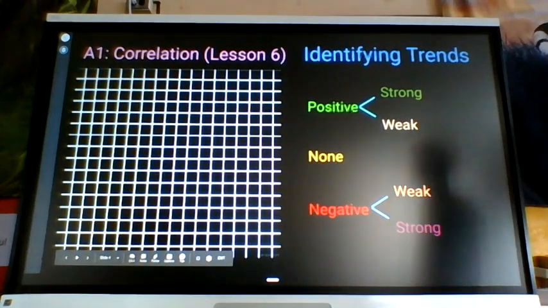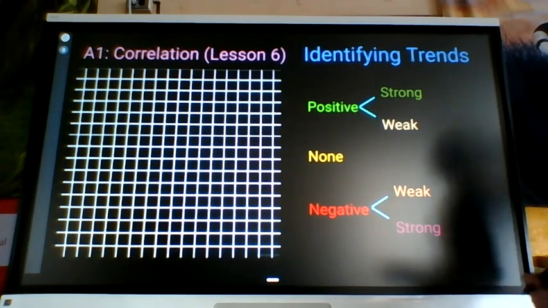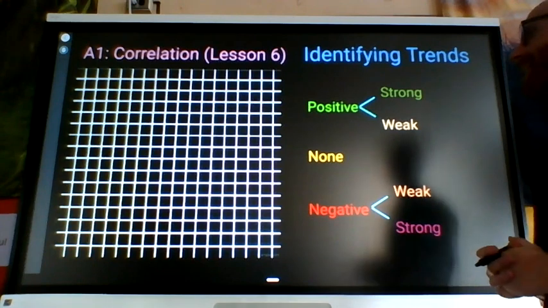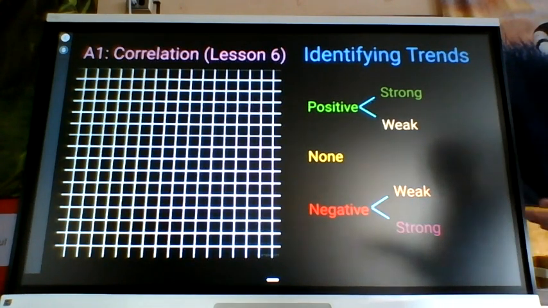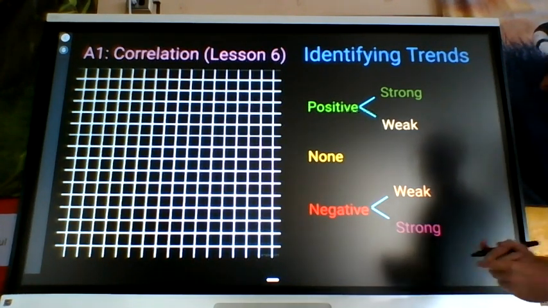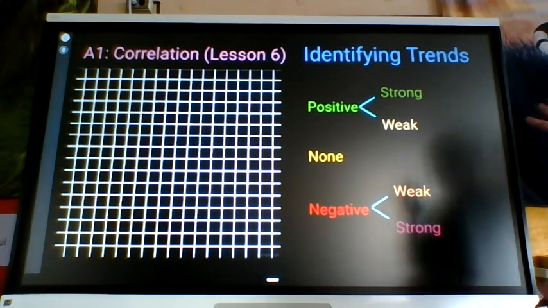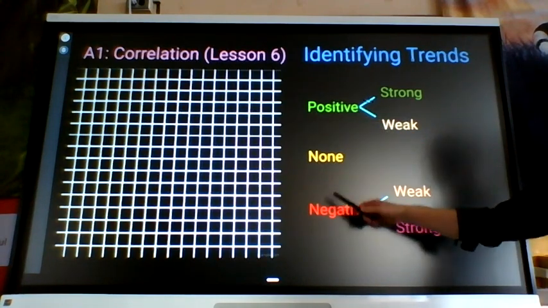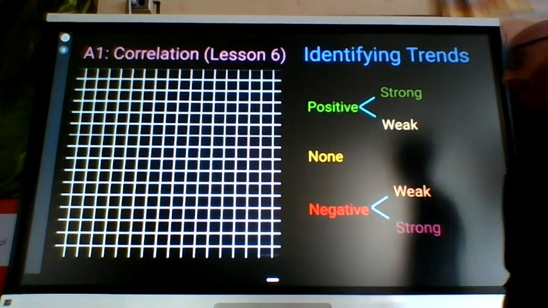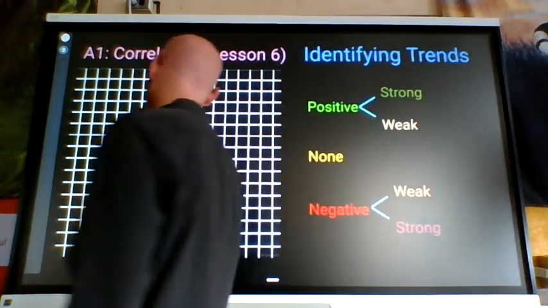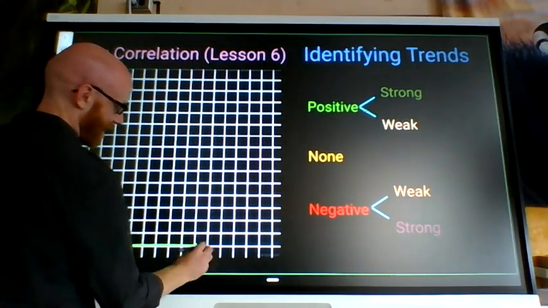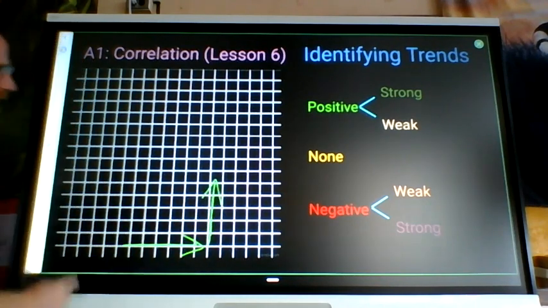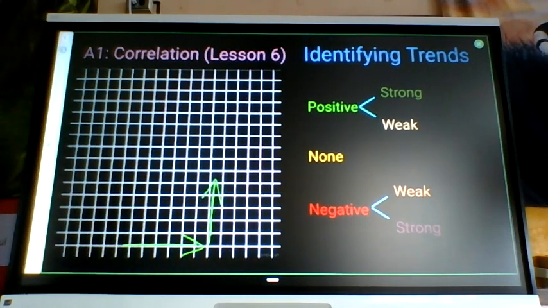All right, second thing we want to discuss is identifying trends, patterns, sometimes also called correlations in the ordered pairs that we have. There's three main ways that data can be correlated. It can have a positive, negative, or no correlation. All right? Positive correlation is going to mean that as X increases, Y increases.